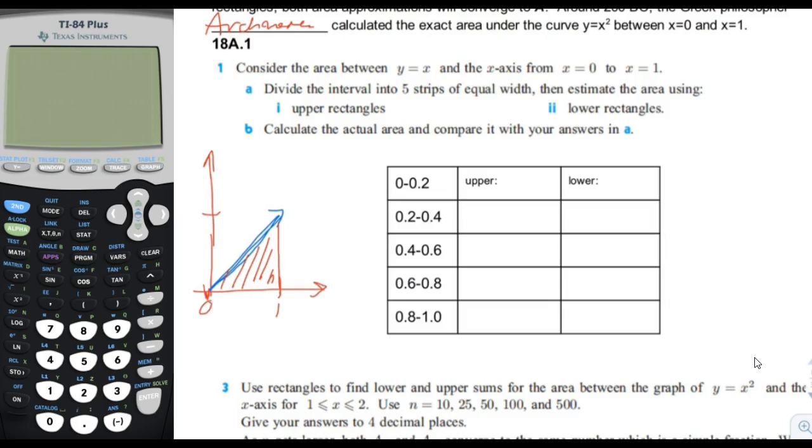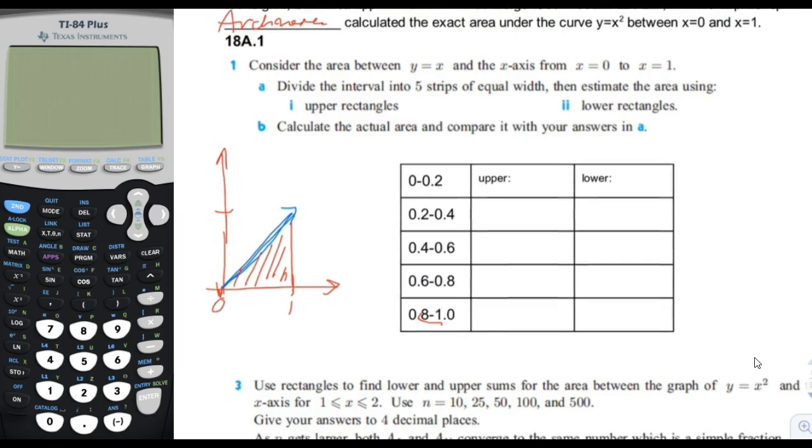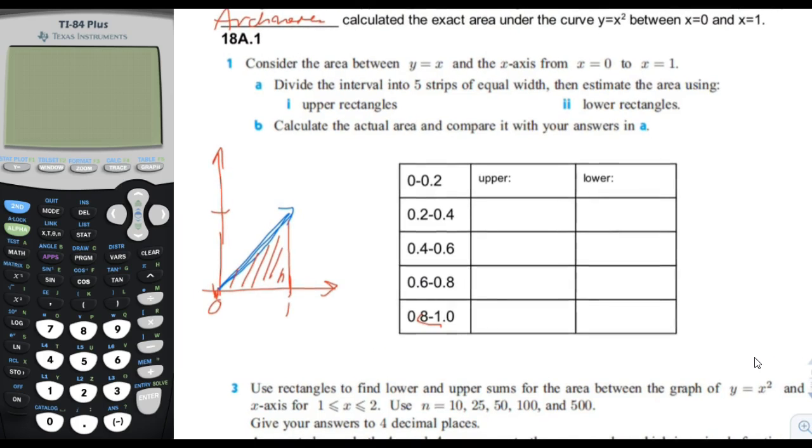Divide the interval into 5 strips of equal width, then estimate the area using upper rectangles and lower rectangles, and then calculate the actual area and compare it with your answers in A. Well, to calculate the actual area, we can do that first. It's pretty easy, right? You got a triangle that has a base of 1 and a height of 1 also, and then it's a triangle, so it will be basically area equals 1/2.